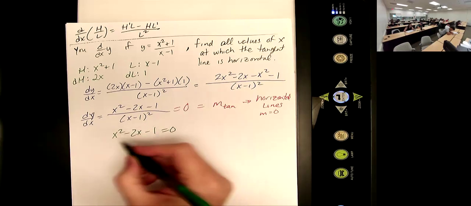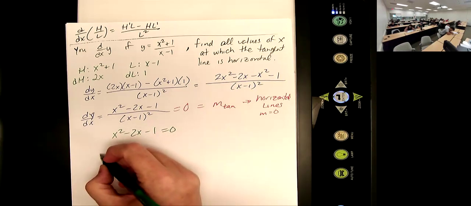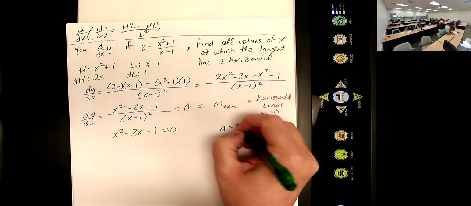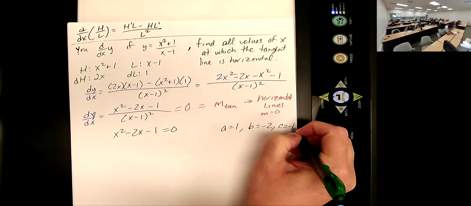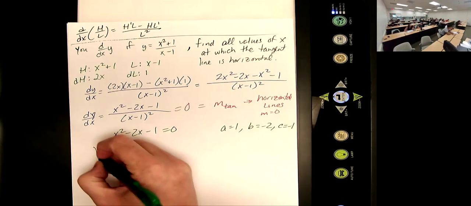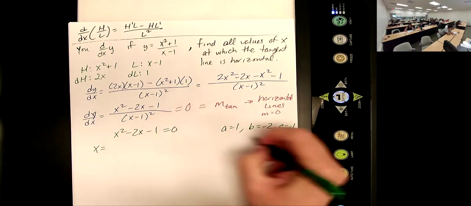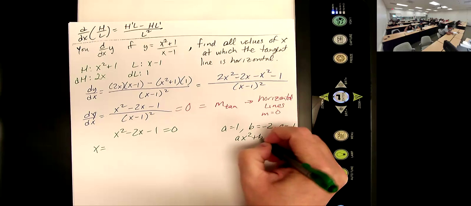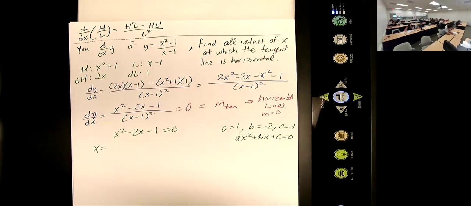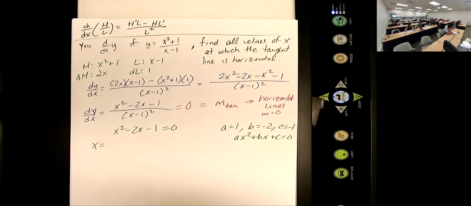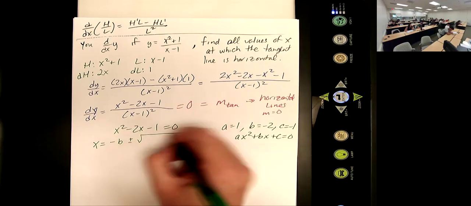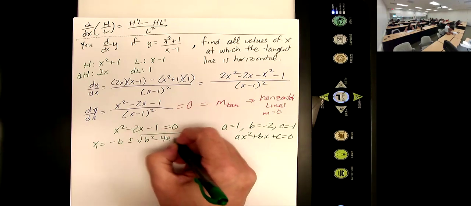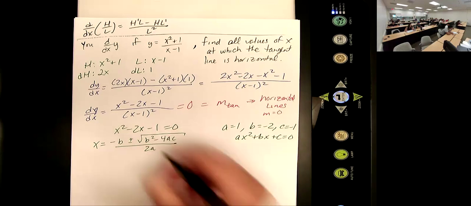I guess we're going to have to do the quadratic formula. A equals 1, B equals -2, C equals -1. As a reminder, those are the coefficients on ax squared plus bx plus c equals 0. It's probably been a while since you guys have used it. That's what we're plugging it into.